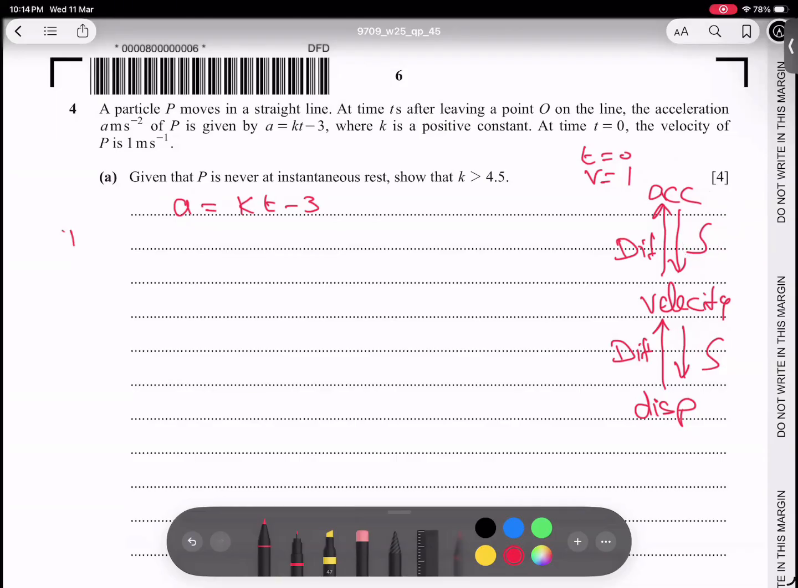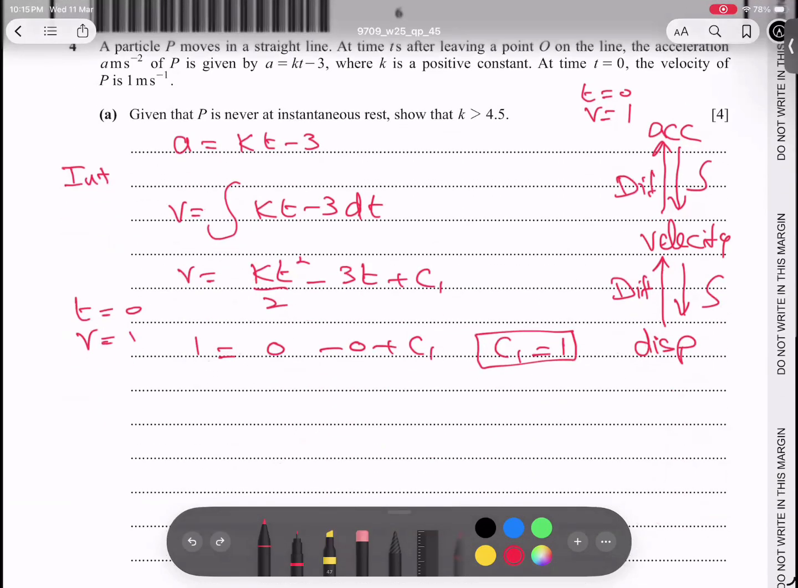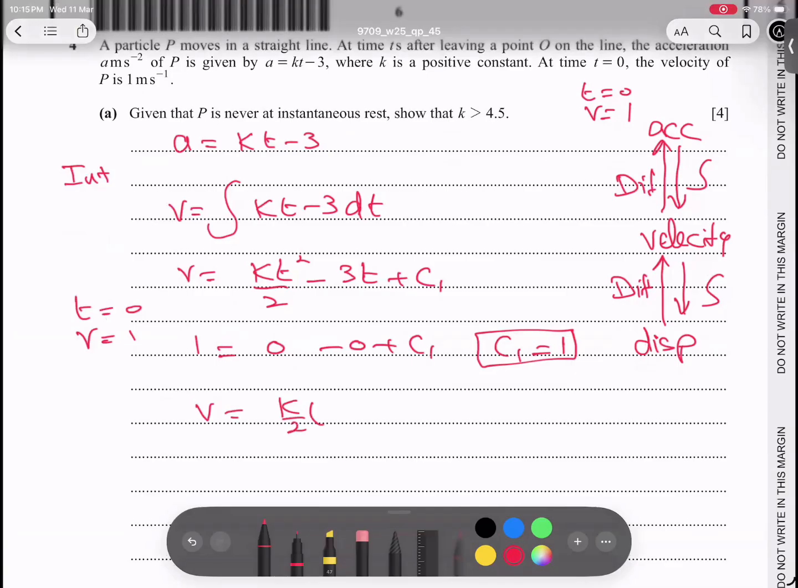So let's start the integration. Integration of acceleration will give velocity. I'm writing v equals the integral of (kt minus 3) dt. And students, what to do? Increase the power by 1. So t to the power 2, divided by 2, and negative 3 becomes 3t, plus c1. Now after this, I will plug in the data. The data is t equals 0, v equals 1. When I plug in, c1 becomes 1. Plugging back in, I get the pure expression of velocity: k over 2 t squared, negative 3t, plus 1.